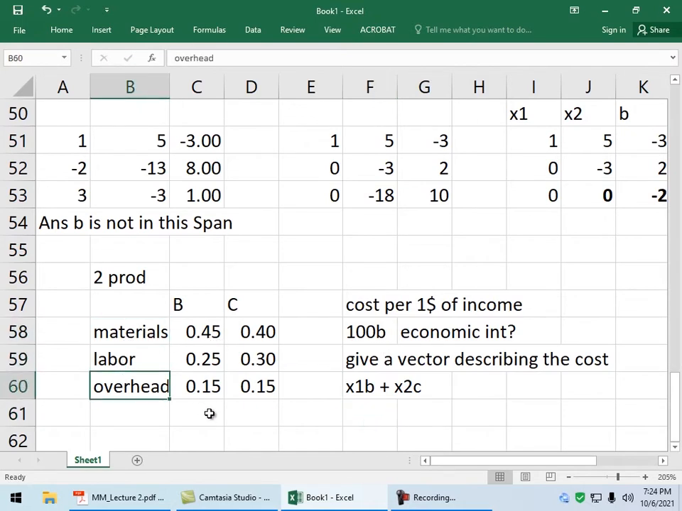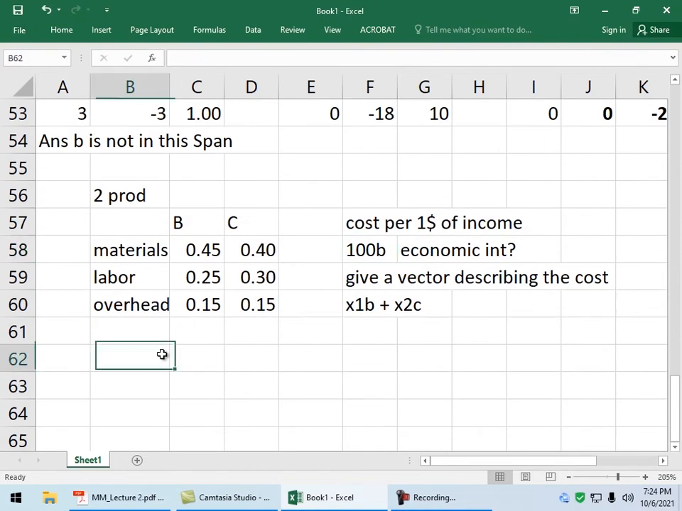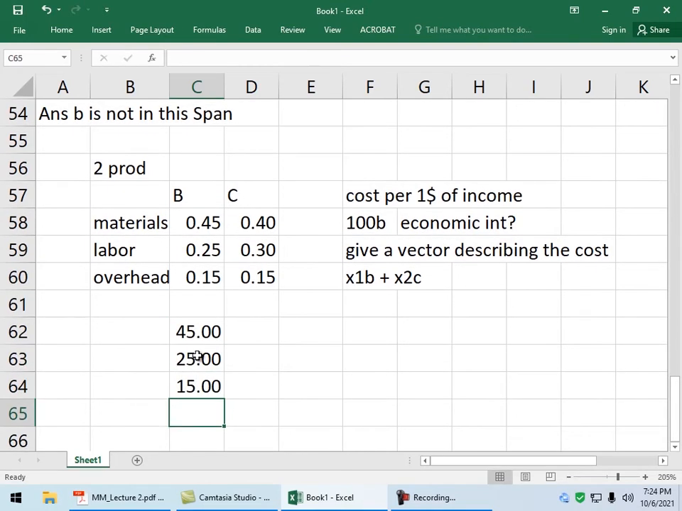So the first question, economic interpretation of vector 100b. First of all, we need to produce this vector, of course. It will be 100 times these values. So 100b will be 45, 25, and 15. And the vector 100b lists the various costs for producing what?